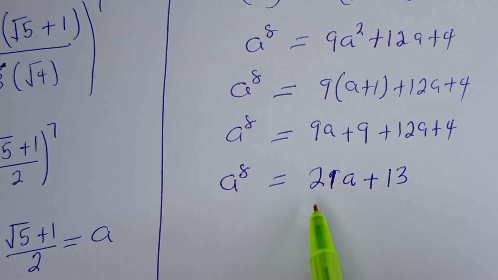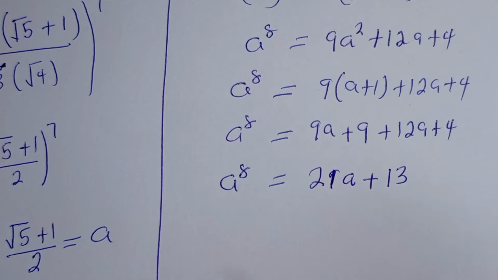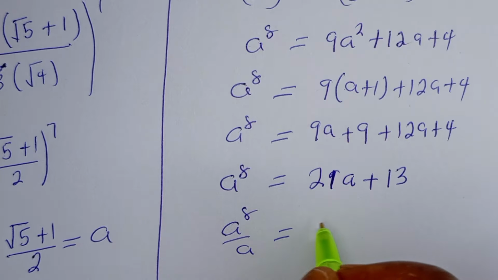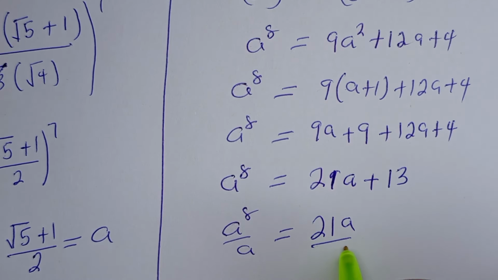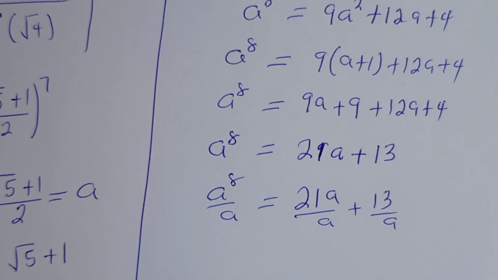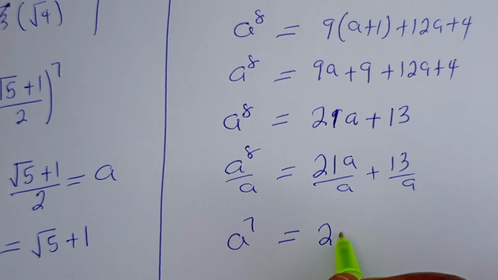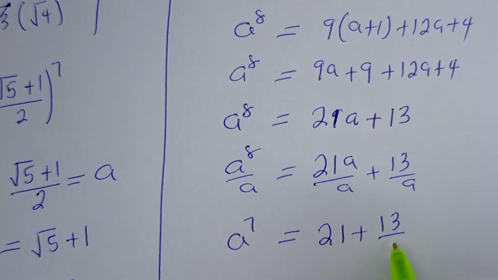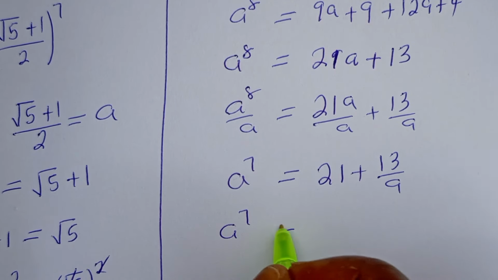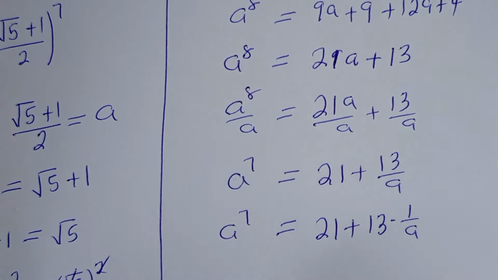Now, at this point, we can divide all through by a because we are looking for the value of a raised to the power 7. Then, if you divide all through by a, we have a raised to the power 8 divided by a is equal to 21a divided by a plus 13 divided by a. Then this is a raised to the power 7 is equal to 21 plus 13 over a. Then this is a raised to the power 7 is equal to 21 plus 13 multiplied by 1 over a.